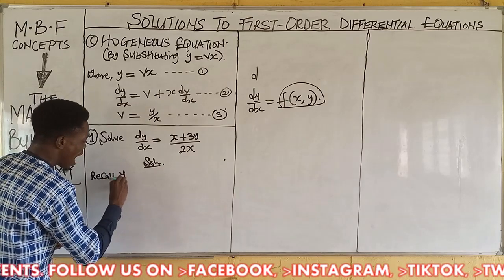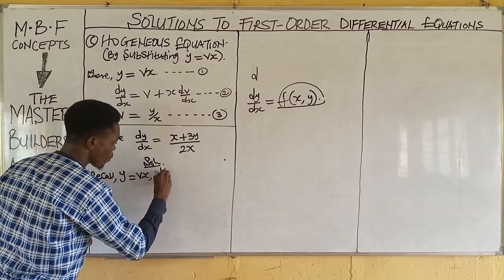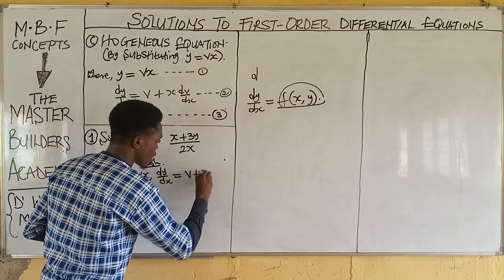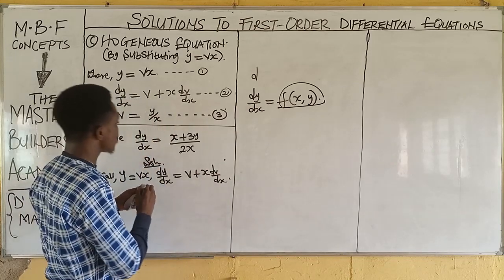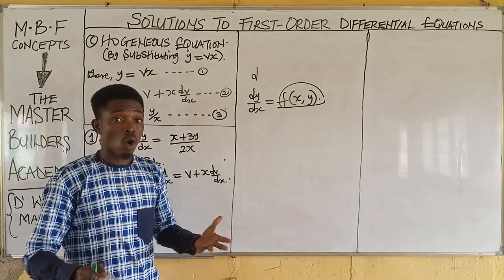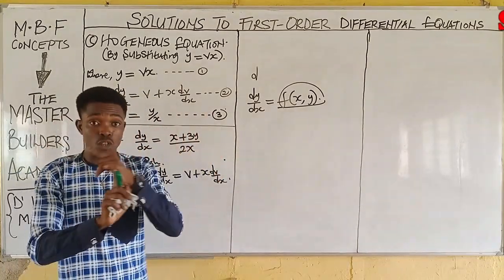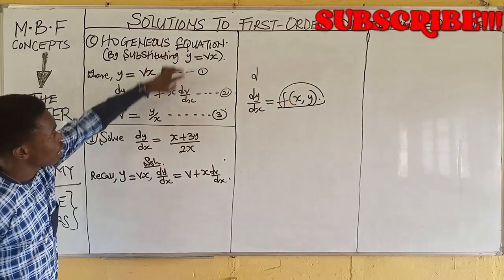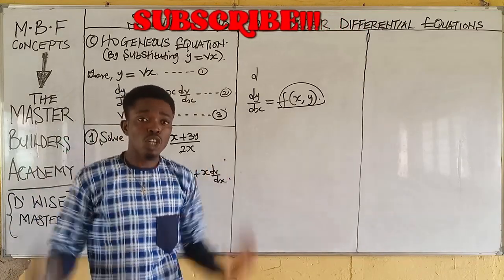that y is equal to vx, and dy over dx is equal to v plus x dv over dx. Now that I have identified that this equation can be solved only with the homogeneous equation, all I need to do is to state my first equation and my second equation. So this is the first equation, which is equation 1, and equation 2. Like I explained earlier, you make use of the two equations at the same time. So what do I do now, guys?